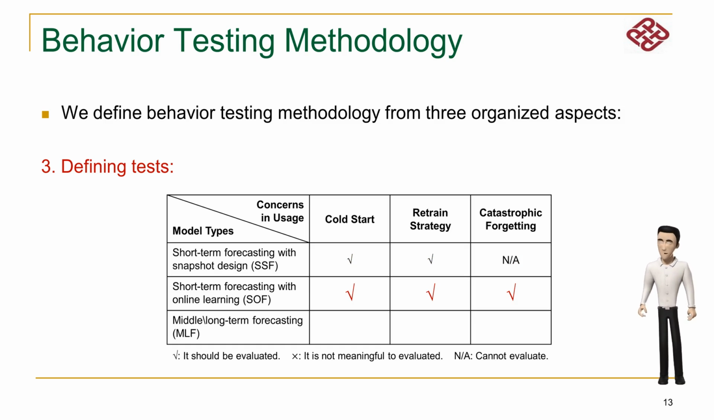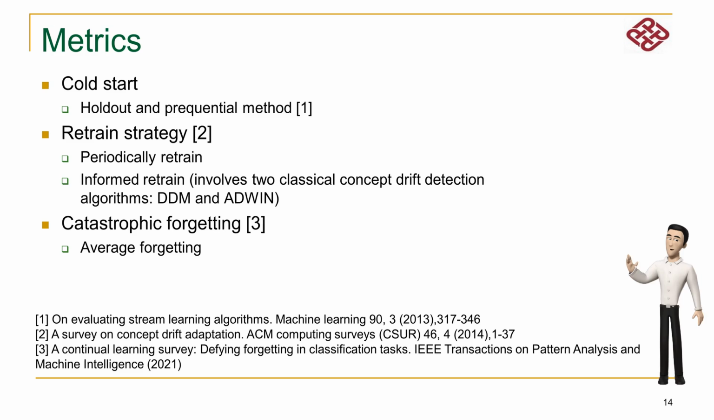As they don't discuss how to update the model, the catastrophic forgetting concern is not applicable. For SOF models, besides cold start and retrain strategy, they have the concern about catastrophic forgetting, since the useful learnt pattern should be retained. For MLF models, since they would have a long serving time, and most of them are designed with an online adaptive mechanism, cold start is relatively meaningless. But the other 2 concerns are necessary. We bring in the concrete metrics of the 3 concerns from the machine learning community, as well as the related algorithms.